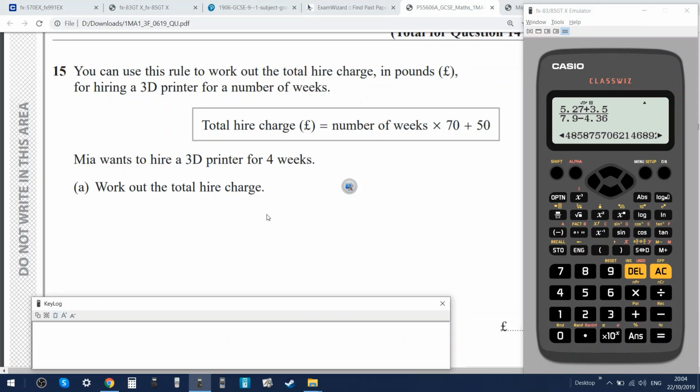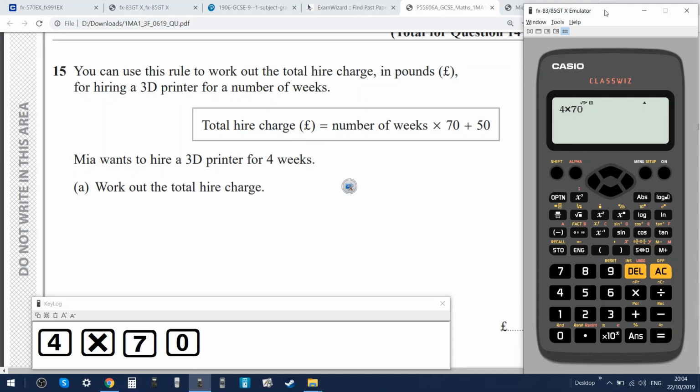Alright, I do this one. The total hire charge is the number of weeks times 70 plus 50. She wants it for 4 weeks. What's the total hire charge? Well, the total hire charge is the number of weeks. It's 4 weeks. So 4 is the number of weeks times the 70 plus the 50, and it is 330. That is the charge. Okay, £330.